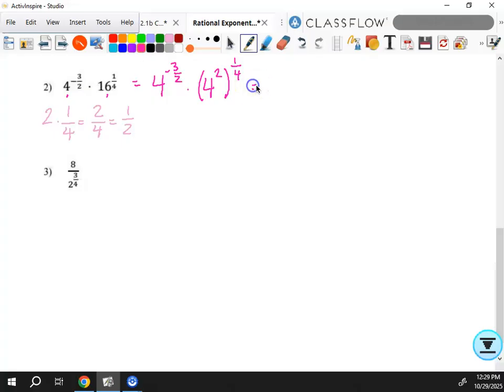So now I have 4 to the negative 3/2 times 4 to the 1/2. What do I do with the exponents? Add them. So that's going to give me negative 3/2 plus 1/2. That gives me negative 2/2, which is negative 1. So this becomes 4 to the negative 1 power. What is 4 to the negative 1 power?